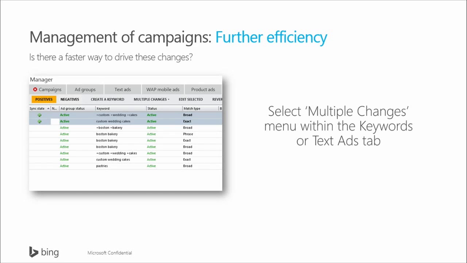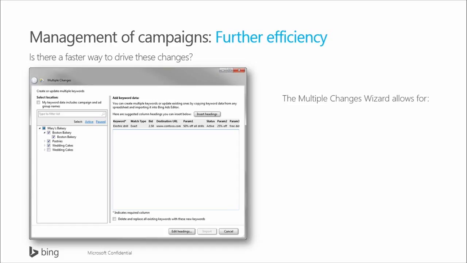That's all fine and good. I want to take a couple other steps. First of all, let's say I'm doing a lot of changes all at once. There is a multiple changes wizard or tool within the Bing Ads Editor that allows me to make a lot of different changes at once.